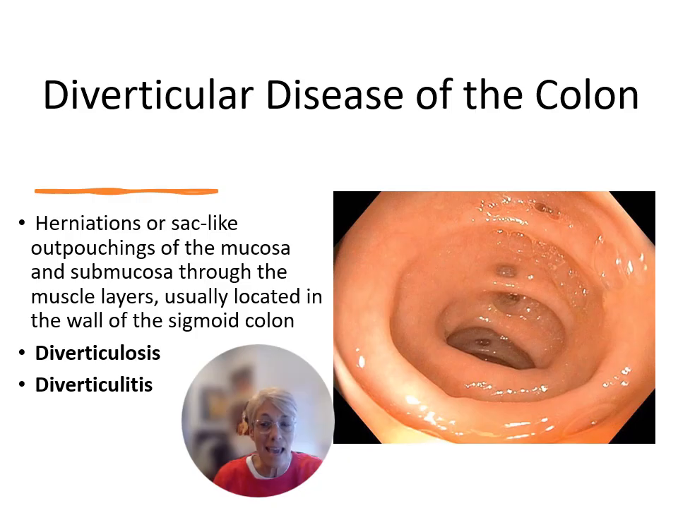Diverticulosis is the asymptomatic diverticular disease, and diverticulitis presents as inflammation of the diverticula and occurs in approximately 10 to 15% of cases of diverticular disease of the colon. All right, so they can have diverticulosis, meaning they have those pockets, but they don't get inflamed. Okay, so diverticulitis is when they get inflamed.